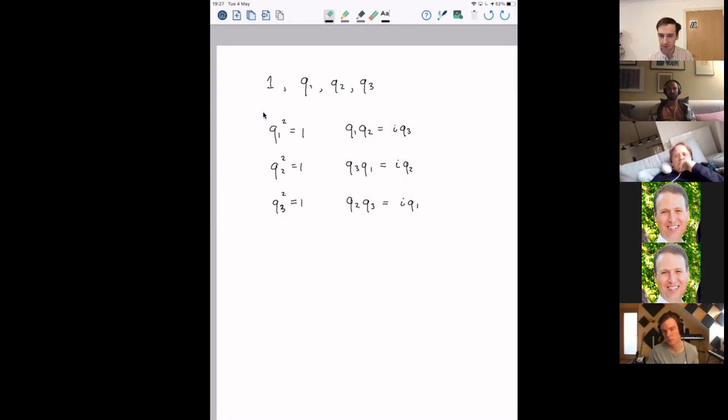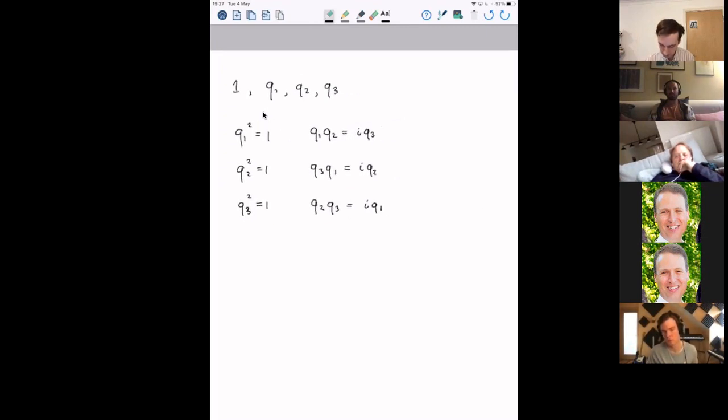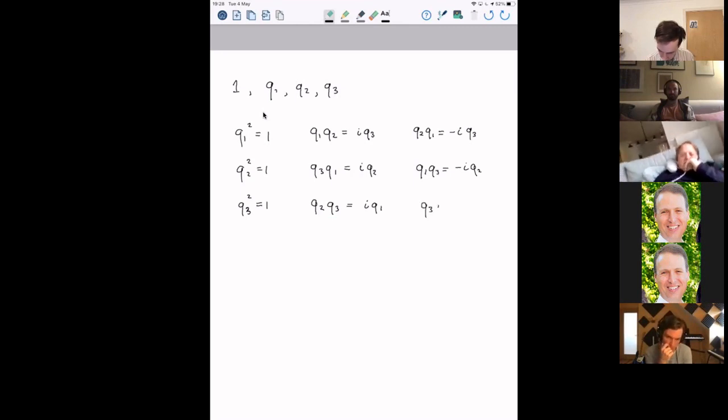Interestingly enough, as I just mentioned, these numbers don't commute with one another. So if you were to multiply Q2 by Q1, then this wouldn't simply be equal to I times Q3. It's equivalent to -I times Q3. And Q1 times Q3 is equivalent to -I times Q2. And likewise, Q3 times Q2 is equivalent to -I times Q1.